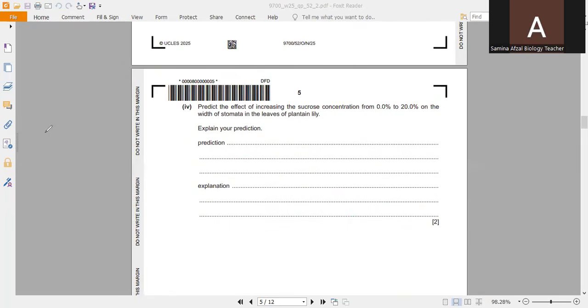So first of all, we can predict that the width of the stomatal aperture will decrease. So as the sucrose concentration increases from 0 to 20%, the width of the stomatal aperture will decrease. So in this way, we will make our prediction.